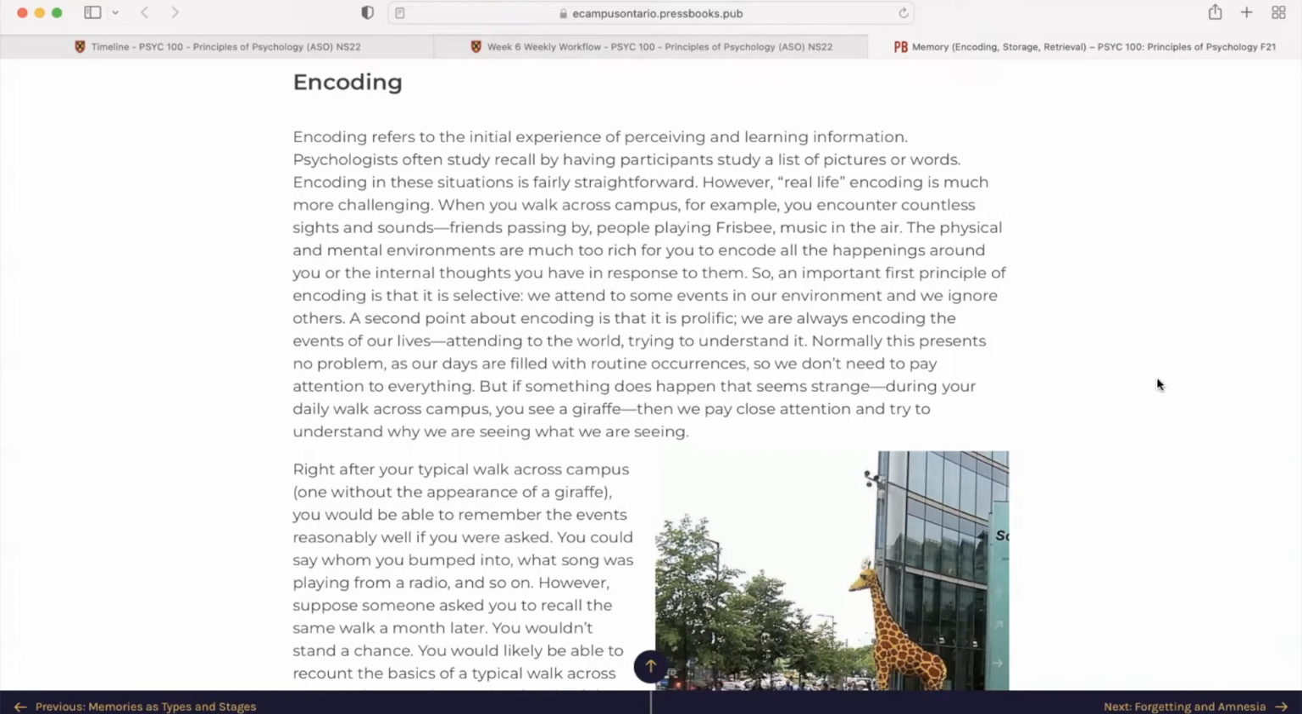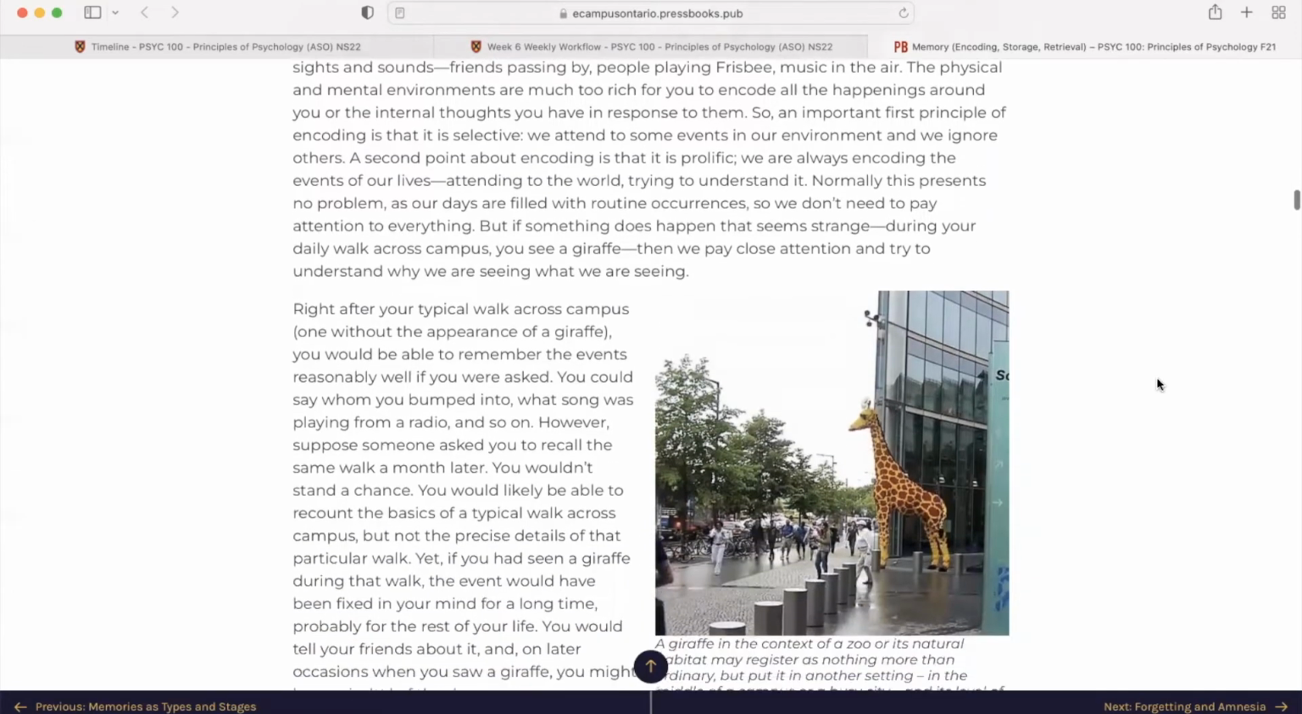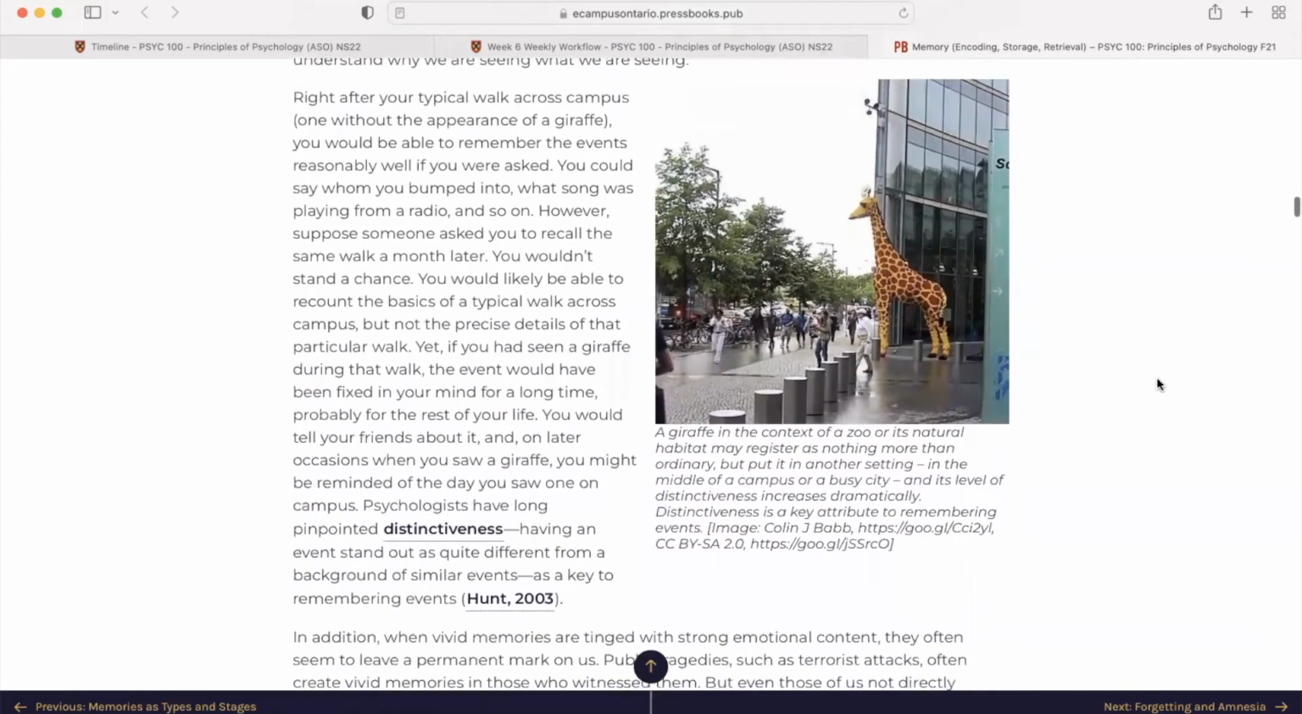The second point about encoding is that it is prolific. We are always encoding the events of our lives, attending to the world, trying to understand. Normally, this presents no problem, as our days are filled with routine occurrences, so we don't need to pay attention to everything. But if something does happen that seems strange during your daily walk across campus, you see a giraffe, then we pay close attention and try to understand why we are seeing what we are seeing.